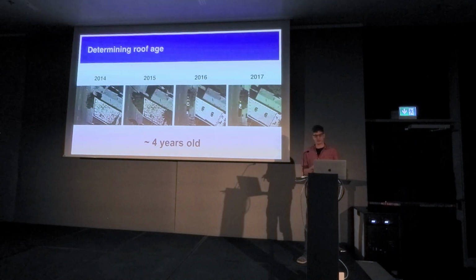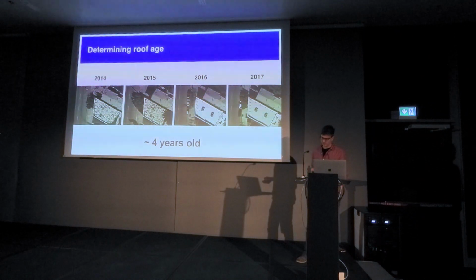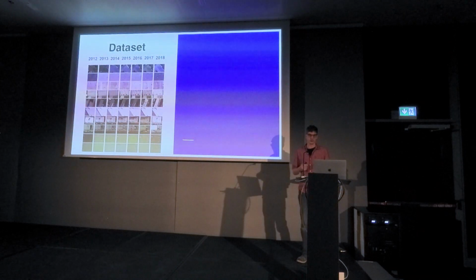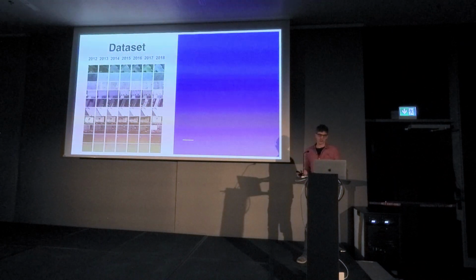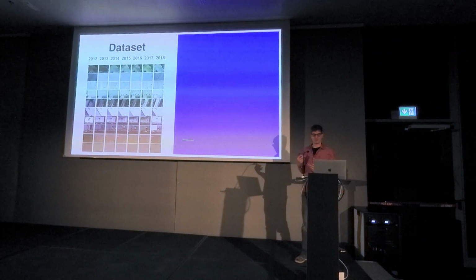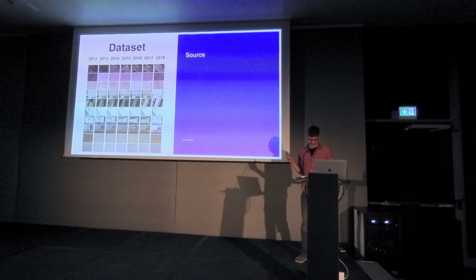Obviously you can see it with the human eye looking at Google Earth, but we want to train a machine learning algorithm to do that. So we need to collect a large data set of roofs that have been replaced and roofs that hadn't.